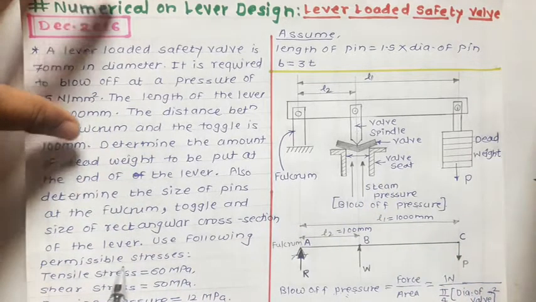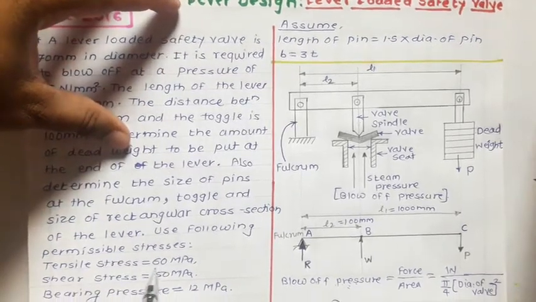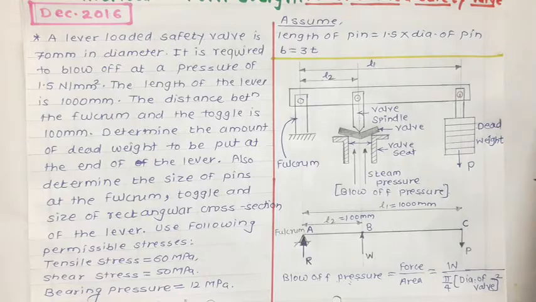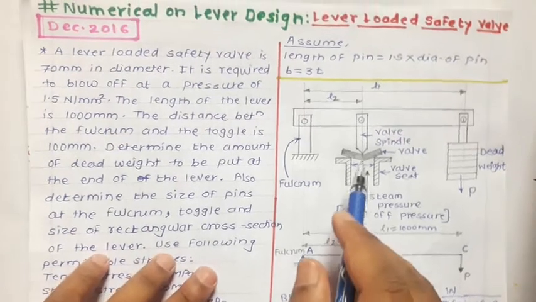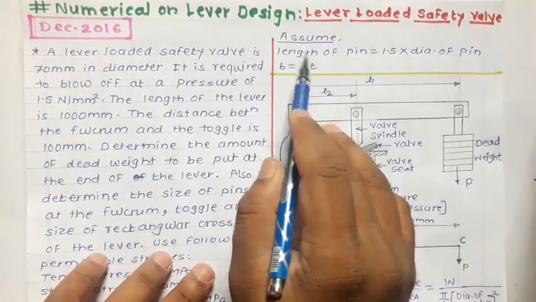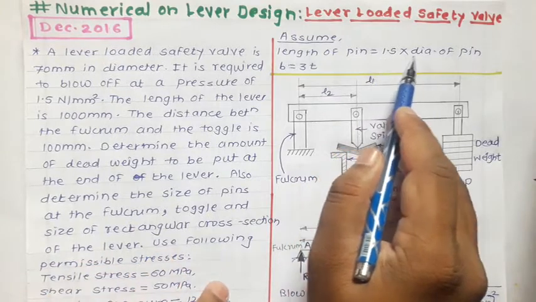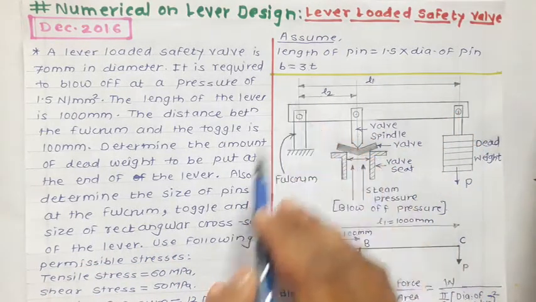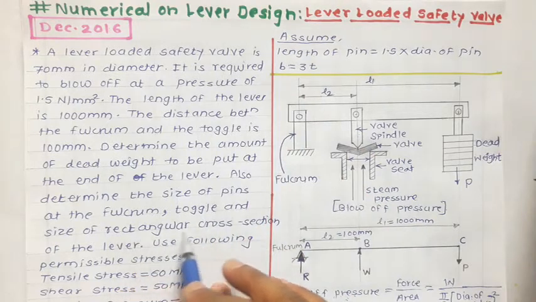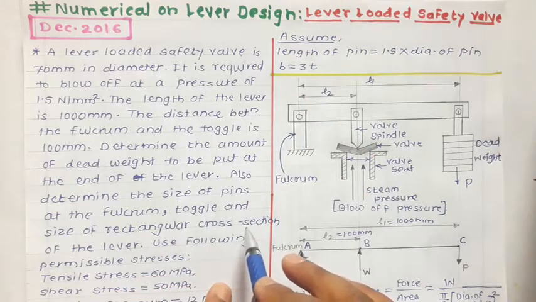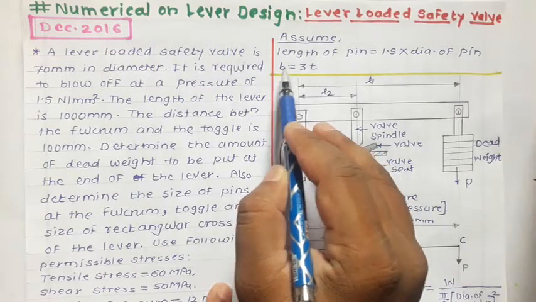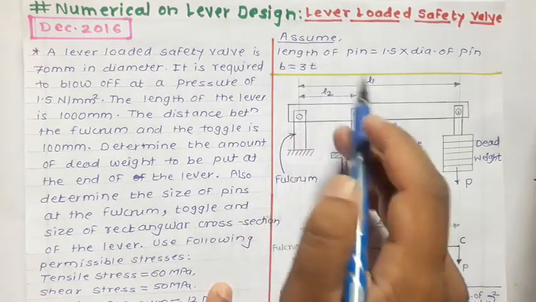Use the following permissible stresses. The tensile stress is equal to 60 megapascal, shear stress is equal to 50 megapascal, and bearing pressure is equal to 12 megapascal. Also, we have been given one assumption. The length of pin is equal to 1.5 times the diameter of pin, and B is equal to thrice T. As we know that the rectangular cross section is considered, so it has a width and a thickness. So the relation between width and thickness is given, that is B is equal to thrice T.